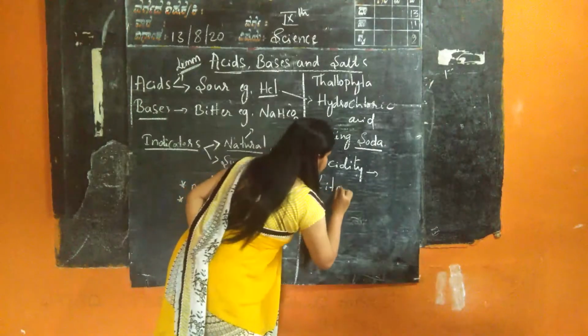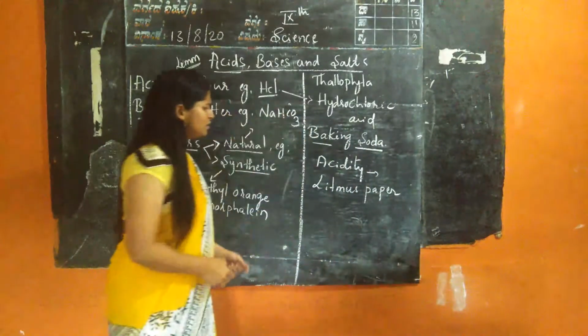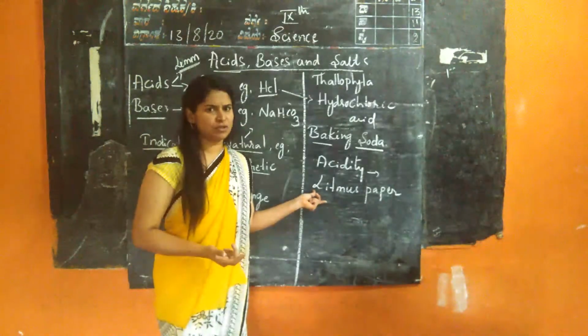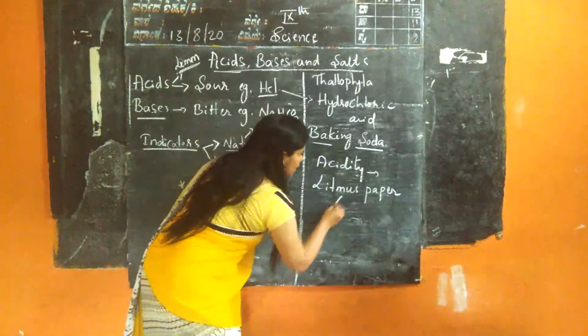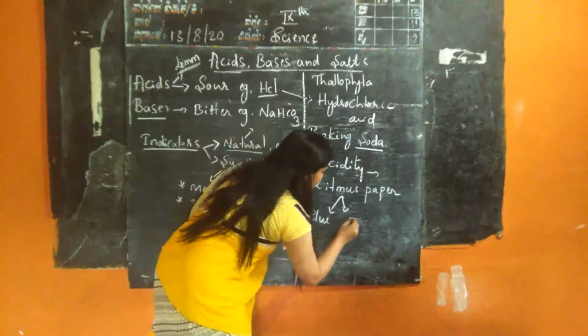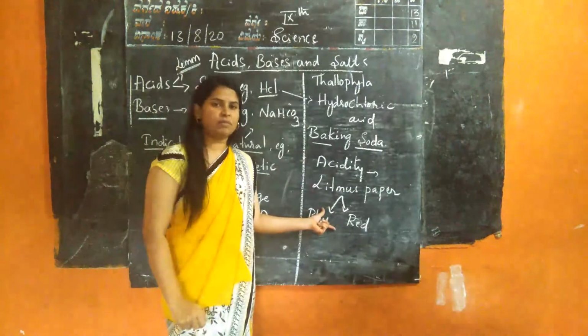Natural, by the name itself we come to know, means from nature. A very good example of a natural indicator is litmus paper. I think you will see litmus paper in every school. It is available in the science lab. If you see litmus paper, it has two colors: one is blue and the next is red. Red and blue litmus paper is available in the lab.